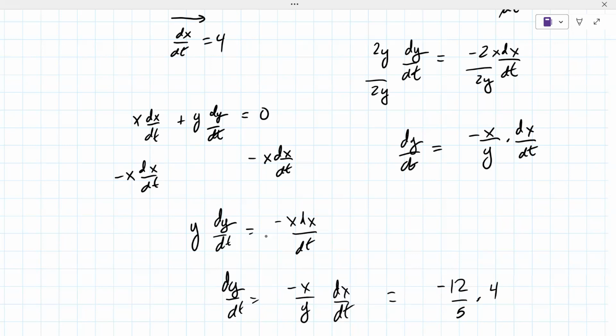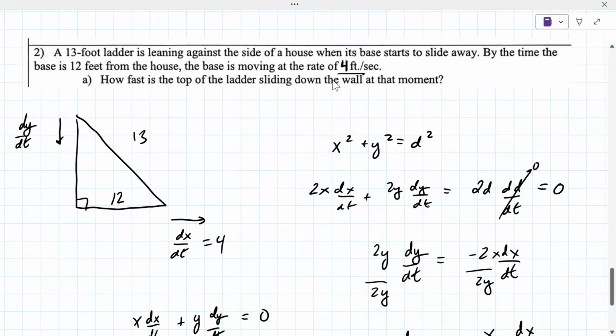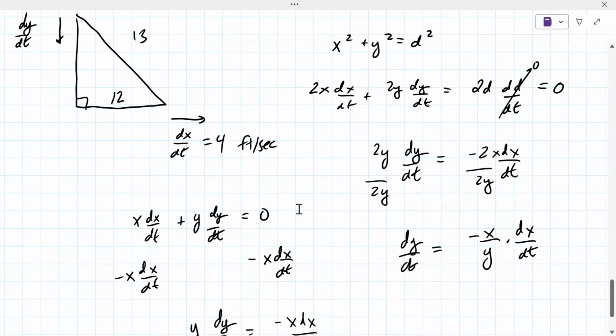So negative 9.5. Sure. It's okay to leave it as a fraction. Now, the first problem we're going to talk about units. Units are just as important as your final answer. So it's a rate, which means it's per unit time. You want to use the same consistent rate. So it's really 4 feet per second. So your answer is also feet per second.